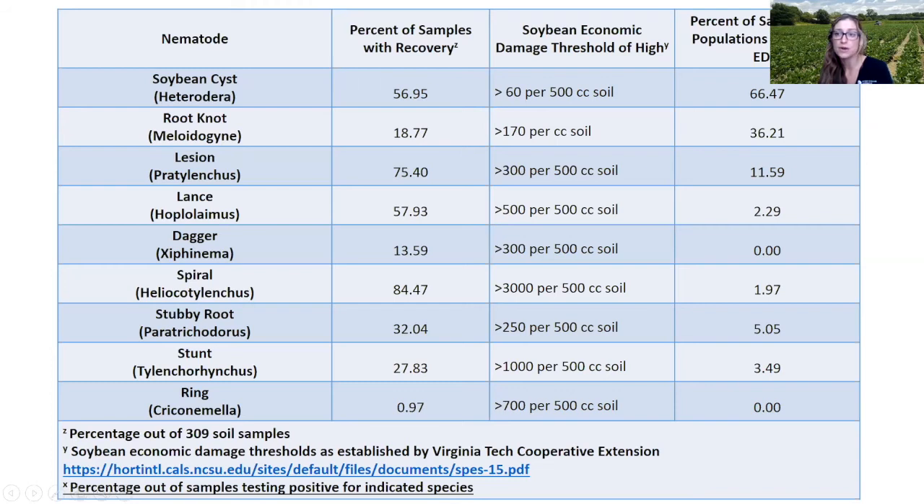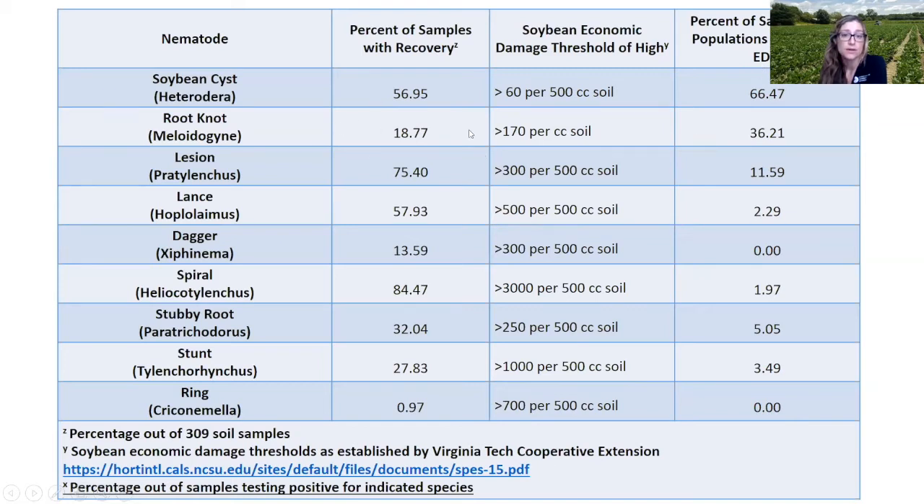Based on our current thresholds, you can see that we do have a variety of nematodes that we've been finding, and quite a few that are actually above those population thresholds. As we were expecting, soybean cyst was very prominent. It was in almost 57% of samples. And within that 57%, about 66% of those were at that high threshold. That means we're expecting economic impact. There's going to be some yield left on the table because of those.